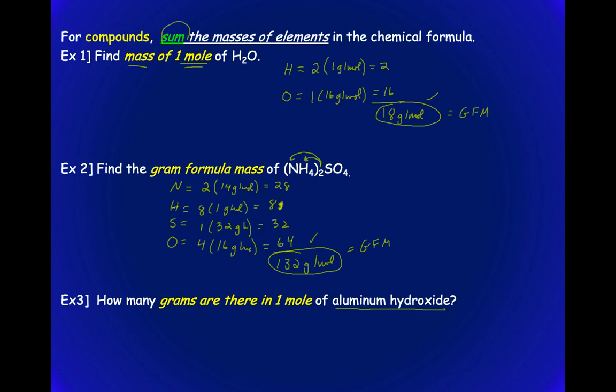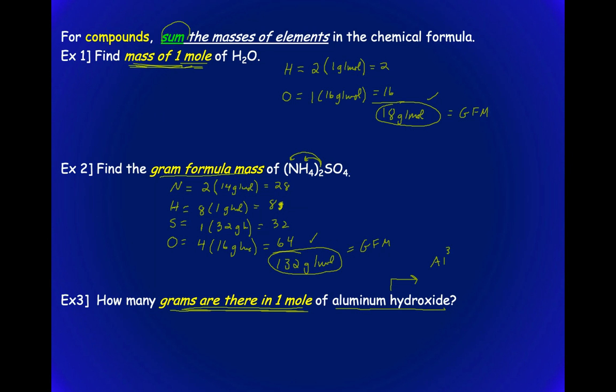I want you to notice one thing. Mass of 1 mole, gram formula mass, and grams in 1 mole are all saying the same thing. Gram formula mass, grams in a mole, mass of 1 mole: three ways to answer the same thing. Aluminum hydroxide. This is a little different because I'm going to have to find my formula.